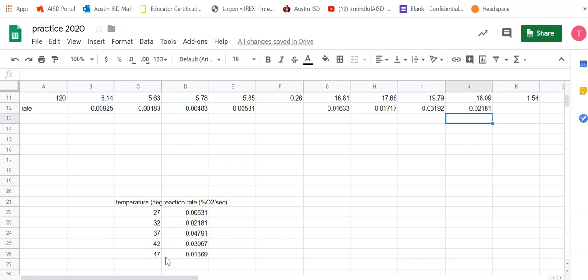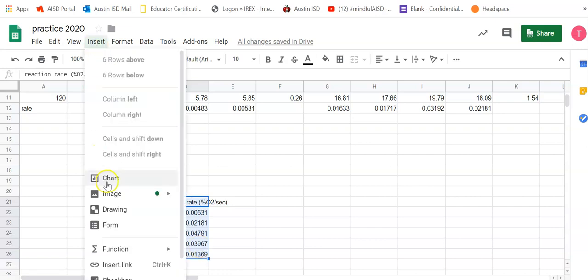In a lab report, I would suggest doing the same. You want to look at your values, make sure they make sense, make sure you have units, and make it easy for other people to interpret your data. So now if we want to put this into a graph, you're going to select this, Control, select this, and then hit Insert, Chart.